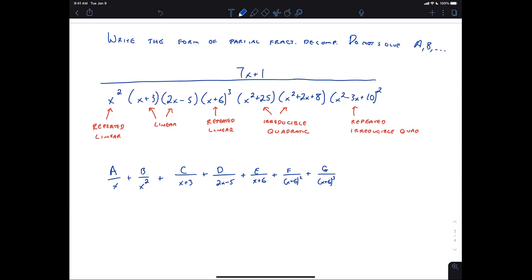Hazem's saying something mostly right. You would only use that if it's irreducible. The rationale why is not as clear from what we've said, but I will explain that quickly at the end. Everybody good to here? Okay, and so then these irreducible quadratics, this is when you get something like hx plus i over x squared plus 25, and then jx plus k over x squared plus 2x plus 8.